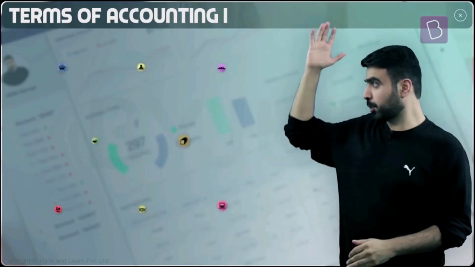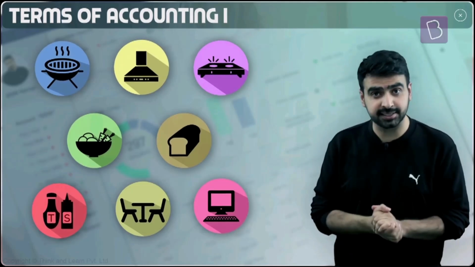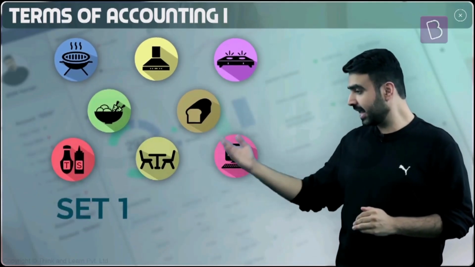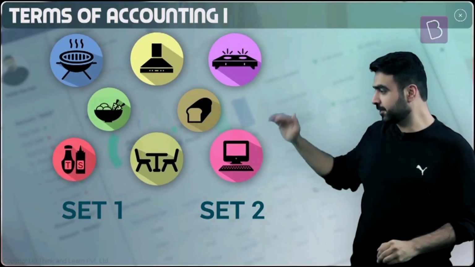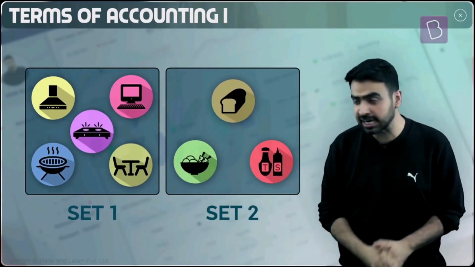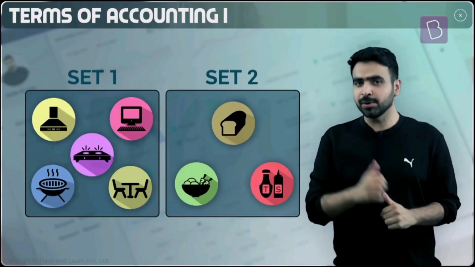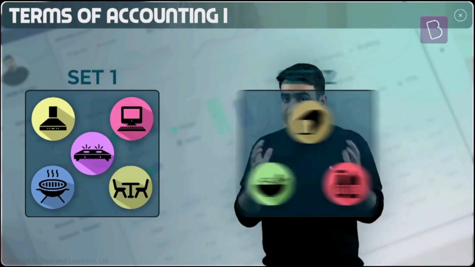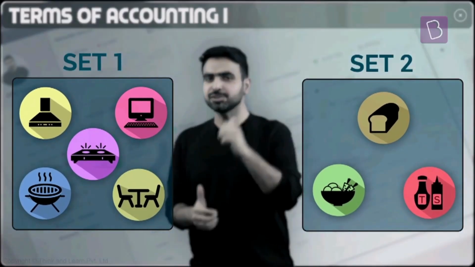So Rohit uses the money to buy these products. Let's break this list into 2 sets. Set 1 and set 2. We can have stove, grill and chimney and these items in set 1, and we can have food items in set 2. Now take a moment and try and find out differences between set 1 and set 2. What differences could you find out?